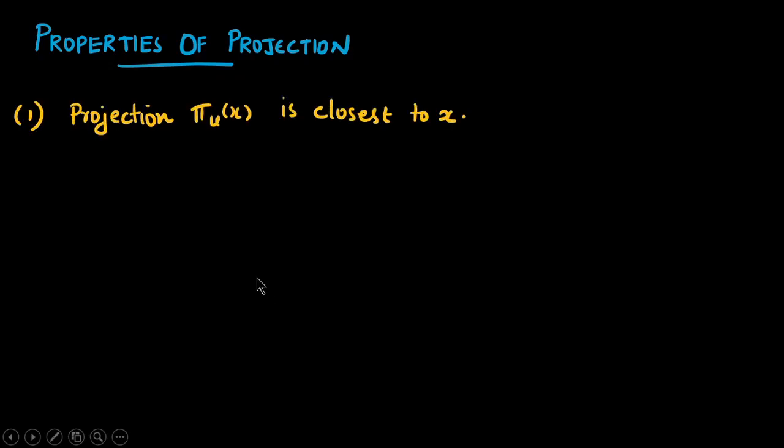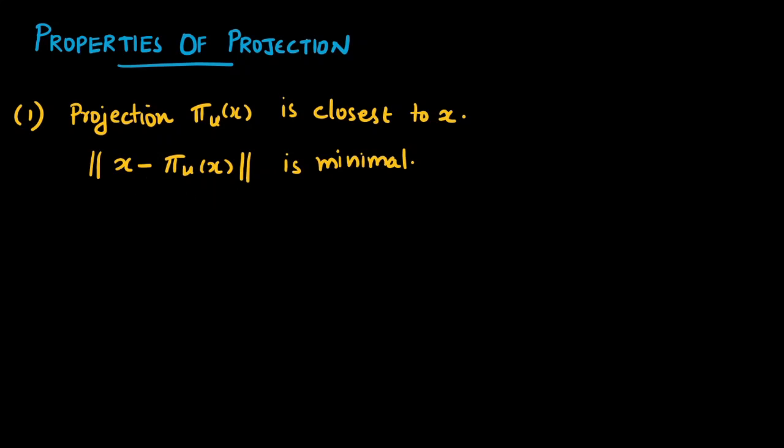And the property of the projection pi u of x is that it is closest to x, then the length of x minus pi u of x is minimal. Okay, the length of that vector, that means if you have the line and you have the projection, you have the vector over here, and when you find the projection, this is pi u of x. Okay, and this is the vector x minus pi u of x, that is a vector again, and this represents the length of that vector. That should be minimum when you take the projection.